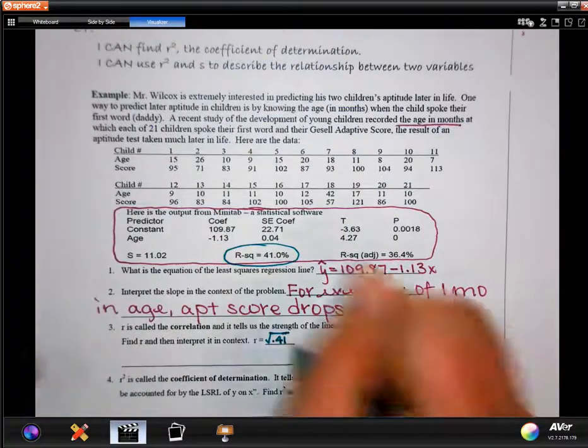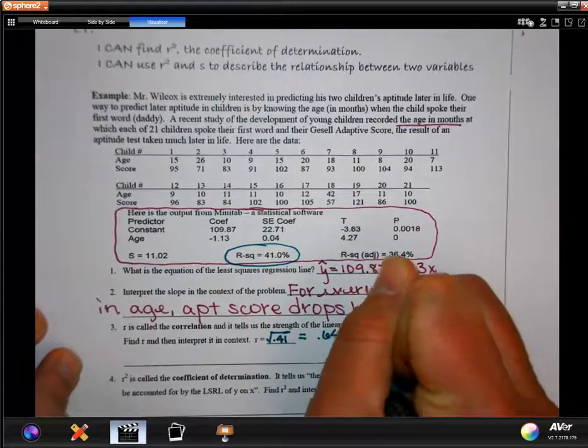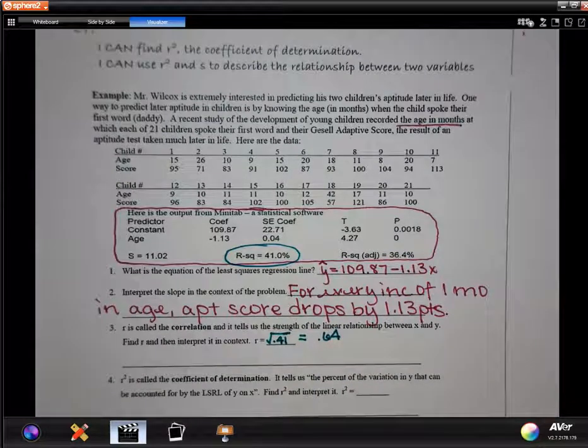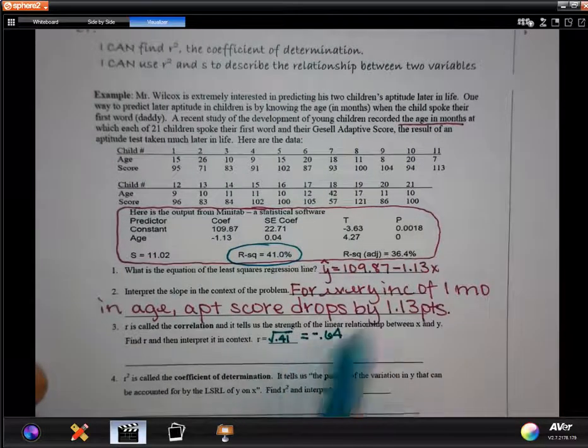And then is our R positive or negative? And how do you know? It's positive. Just kidding. Negative. Why is it negative? The slope's negative. So R is negative because our slope is negative.